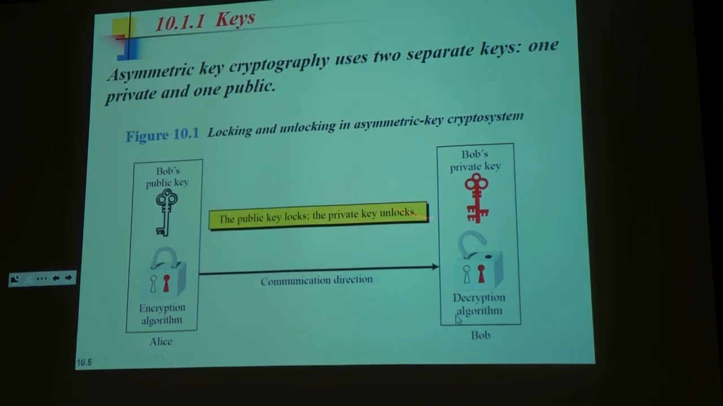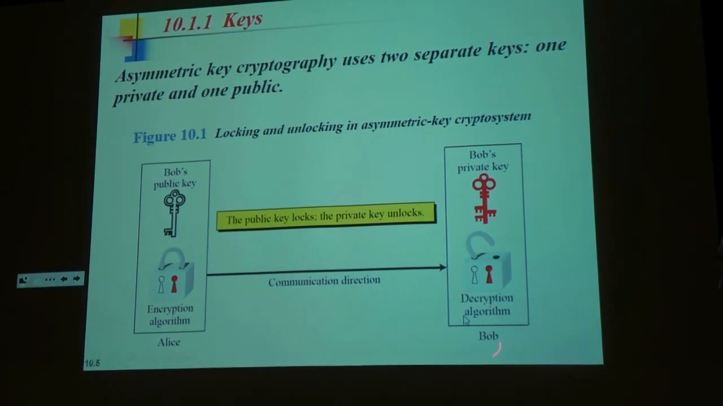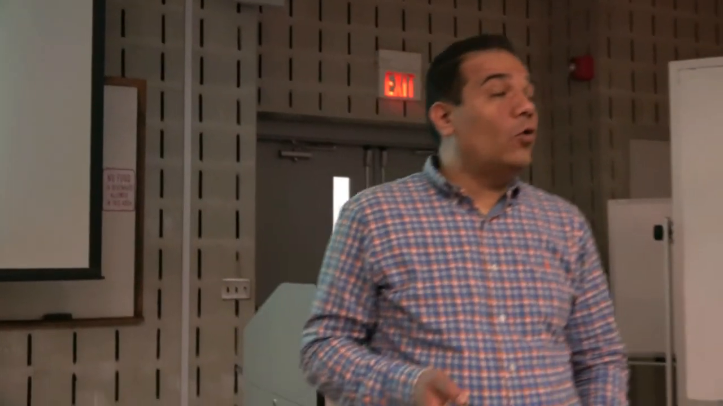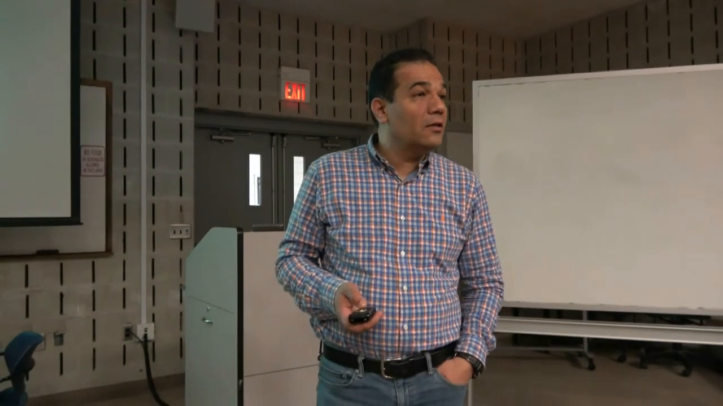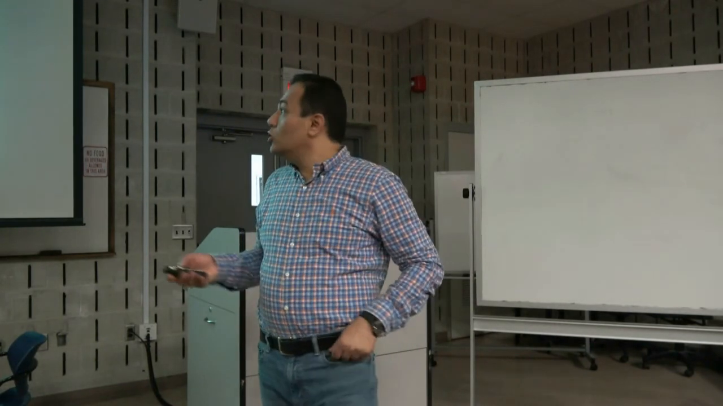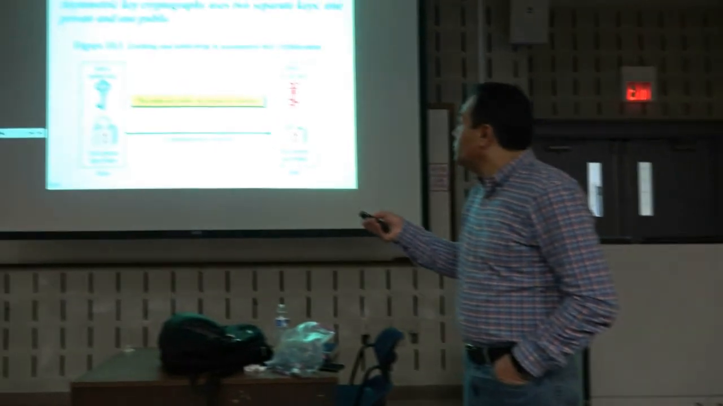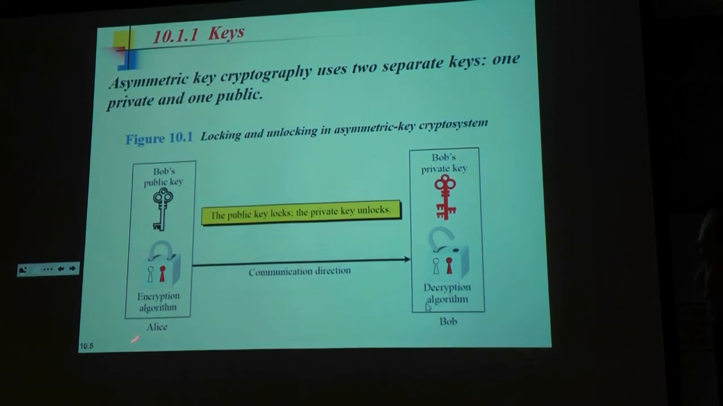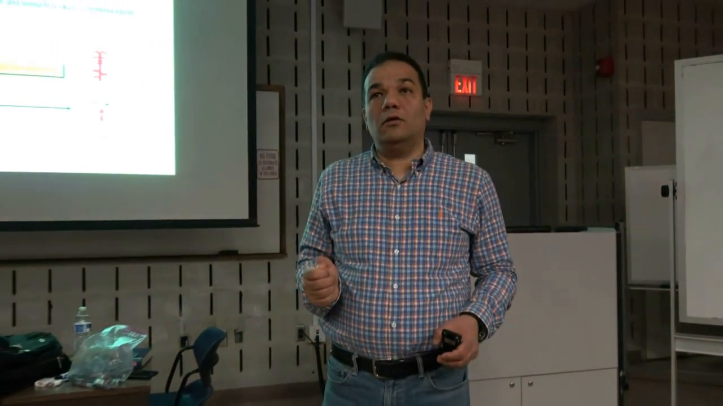So look at what will happen. This is Bob, and this is Alice. Alice wants to send a message to Bob, and the only person who needs to read it is Bob. Bob has a public key somewhere, everywhere, on his web page. So Alice takes Bob's public key and encrypts the data. Once you encrypt it with Bob's public key, the only way to read it back is using what? Bob's private key.